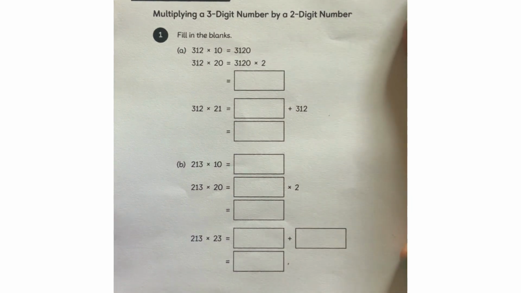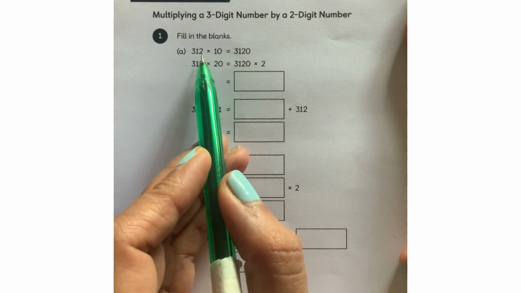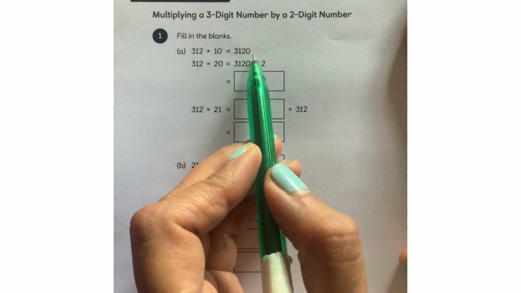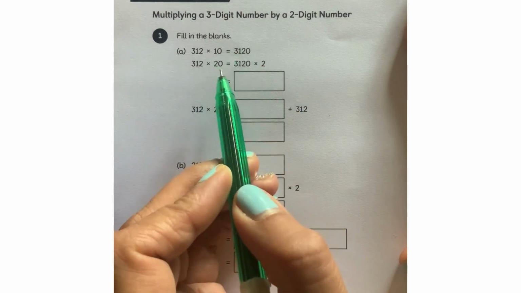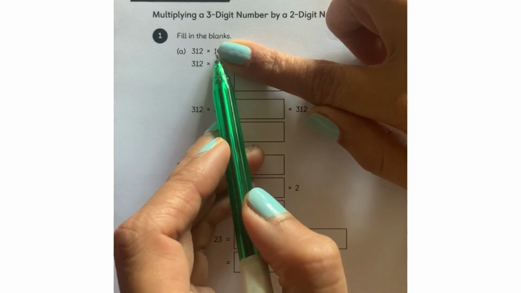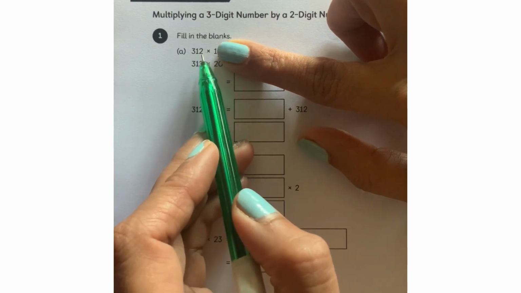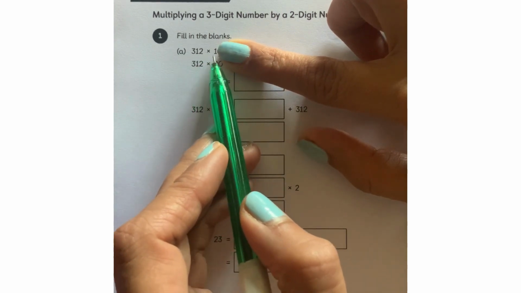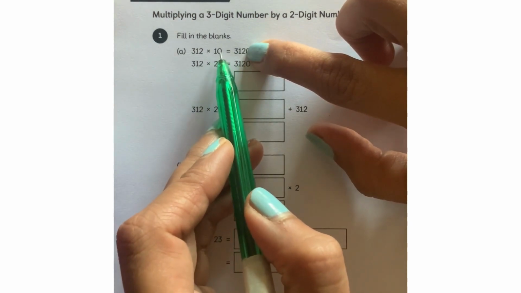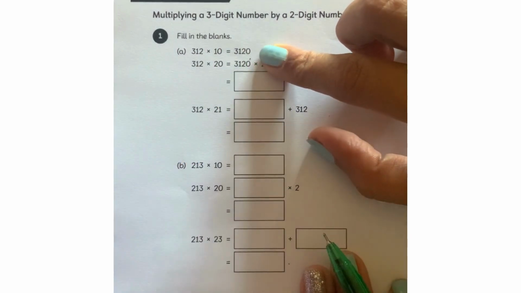If you see, they have given us the hint: 312 times 10 gives me 3120. Remember in our previous video, we hid the 0 and multiplied the number by 1. So we know the rule: you multiply any number with 1, you get the same number. And then the 0 that I hid, I will just place it here.